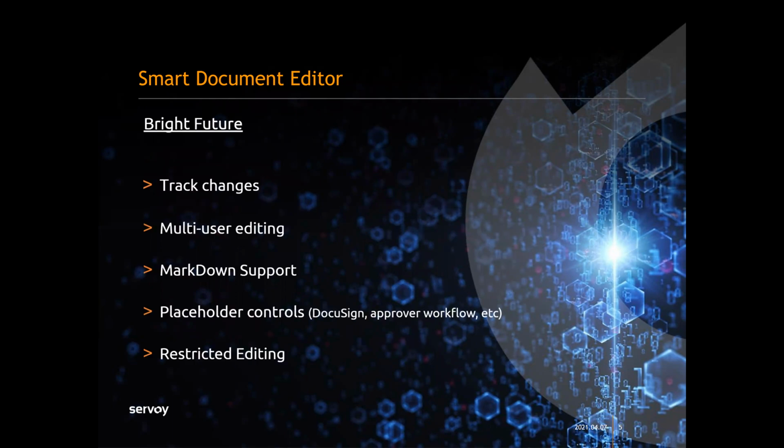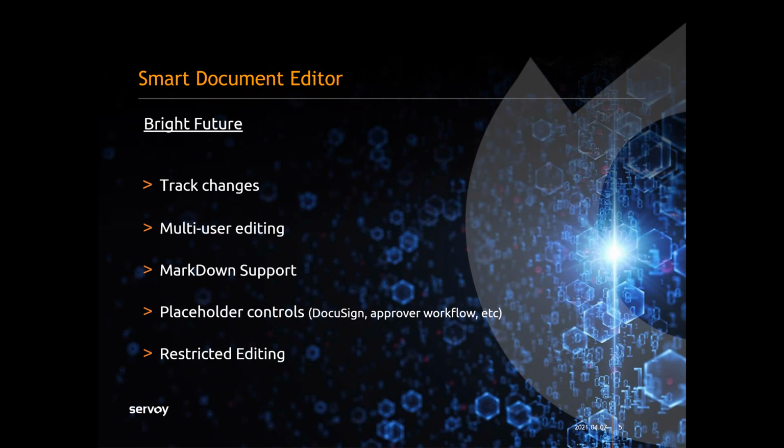Some things that are really exciting about the underlying component that we're using here, and this is a commercial component that we've purchased OEM, so it gives us a lot of room to grow and a lot of space to innovate. Some things that could be on the horizon because they're supported in the underlying component: tracking changes, so maybe you want to show the different versions of how something was edited. Multi-user editing. This feels really nice in a Servoy application because we already do data broadcasting.